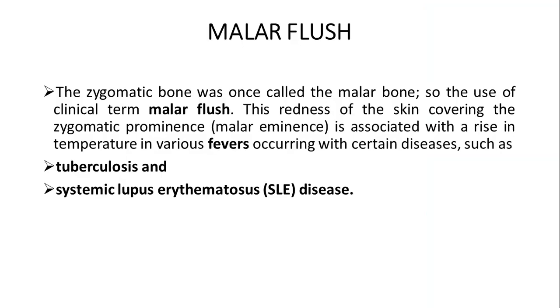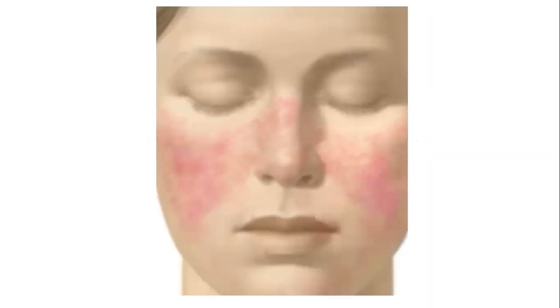Then malar flush. You see the picture? This is malar flush. It is the malar, the zygomatic bone area, the cheek area, the prominence of the cheek. Let me show you, highlight it. Yes, here you could see. Let me annotate for you. This is the area, you see the red circle moving. This is the malar flush.